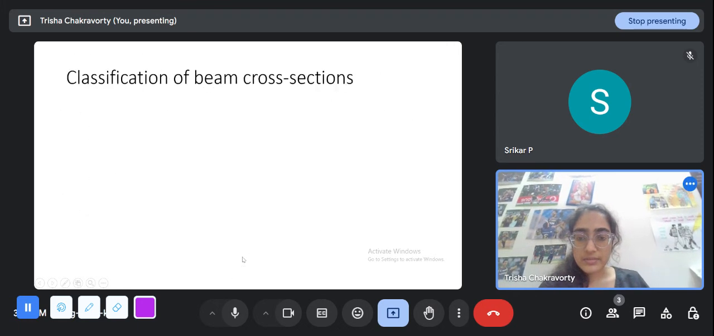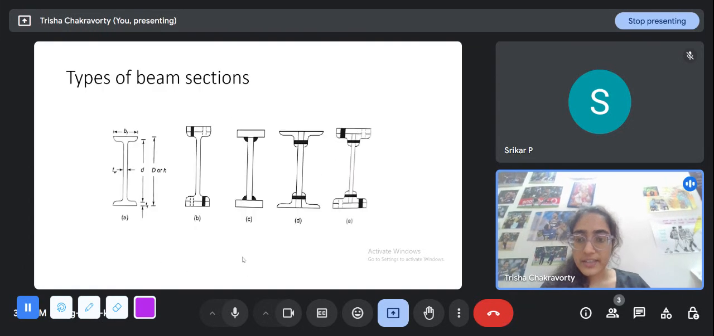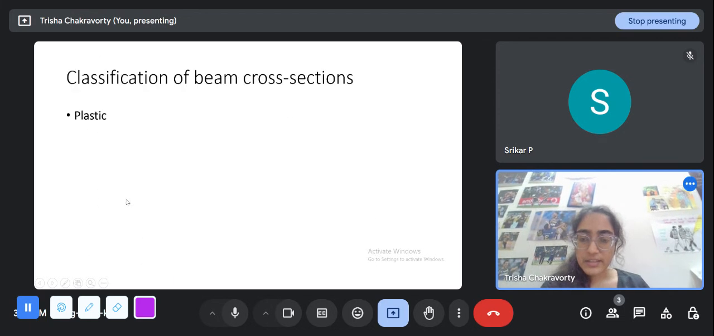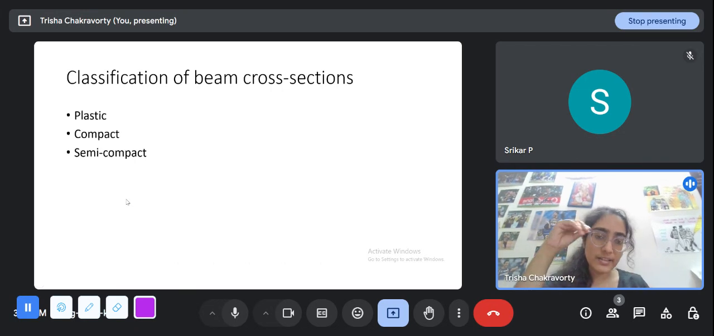So let's go to an I section here. The d is not exactly taken from here. The d will be mentioned in SP6, I think. It will not be just the web part, and it is not the overall depth. It is somewhere in between.